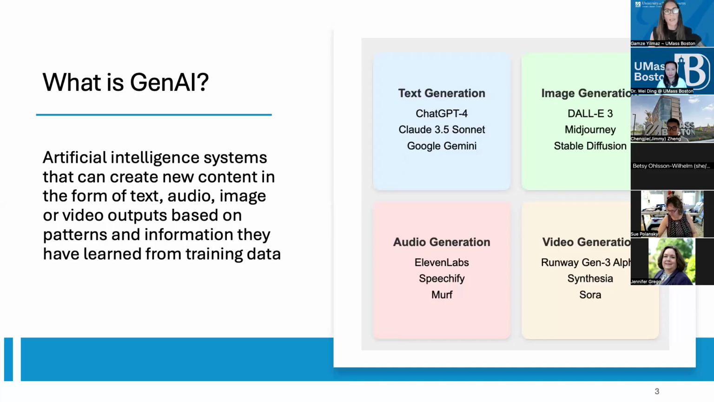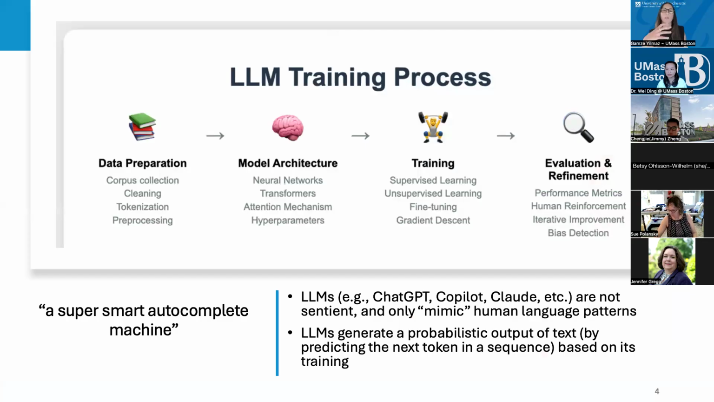Even though we are non-technical people, I think we should have a baseline understanding of how AI does what it does, what happens in its training process, so that we can make sense of its limitations and some of the key ethical concerns related to AI. On this slide, you can see the basic training process for LLMs.